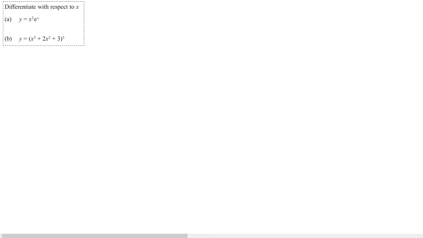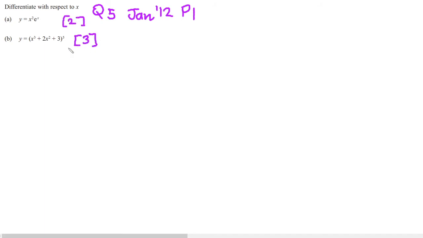Hello everyone. Today we're going to be going over another Further Pure Maths IGCSE past paper question. It's a calculus question, and the task here is to just differentiate with respect to x. It's question 5 of the January 2012 paper 1, and this part of the question carries 2 marks, and this part carries 3 marks.